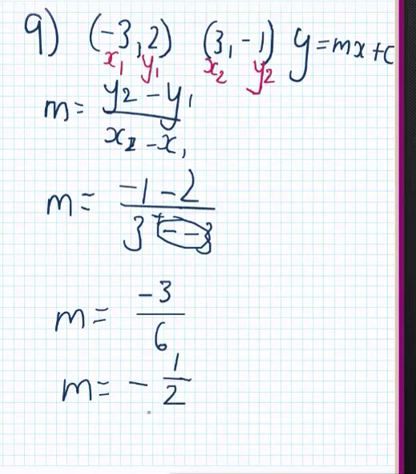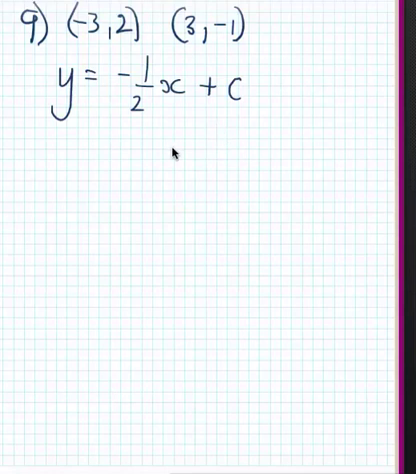So far I have y equals negative half x plus c. So now all I have to do is find my c value, and to do this you can pick either point you want. You can pick the first point or the second point, sub in the x and y value to find c. So I'll start a new page.